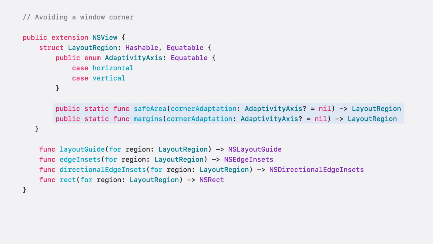You can obtain a region for either the safe area or the area with standard layout margins. The region includes corner adaptation, which can apply either a horizontal or vertical inset to the region. From a layout region, use the layout guide method to obtain a guide for applying auto layout constraints. You can also obtain the raw geometry of the region in the form of edge insets or its current rectangle.